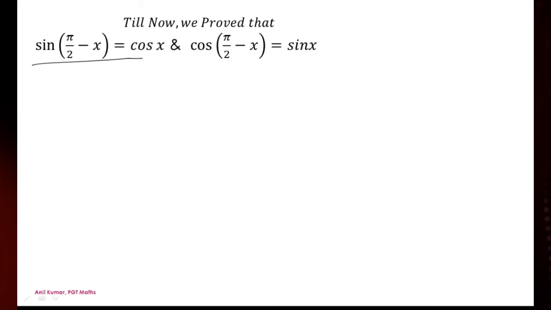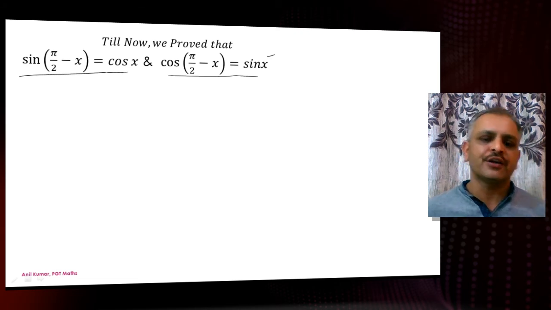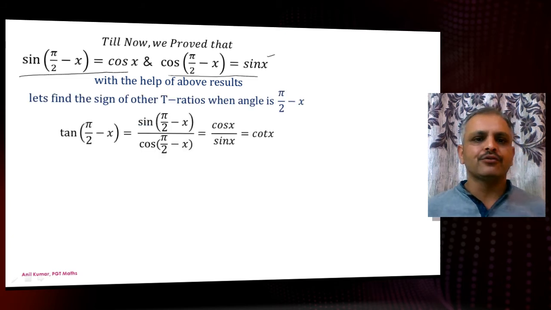So now we will find out the remaining t ratios. Till now we proved that sin(pi/2 - x) is cos x and cos(pi/2 - x) is sin x, and we will use them to find out the remaining 4 t ratios. So first we will find out tan(pi/2 - x).